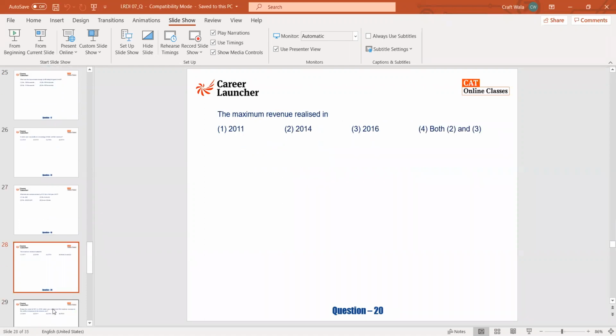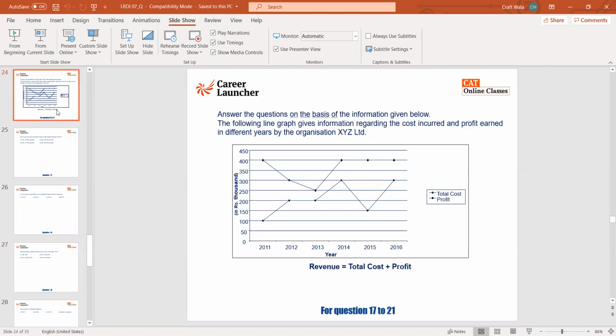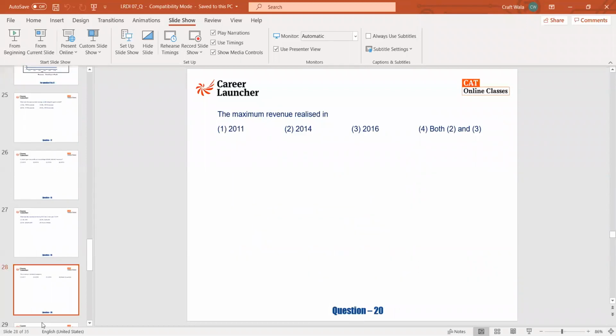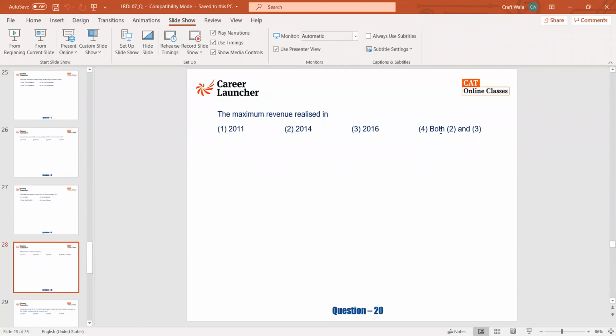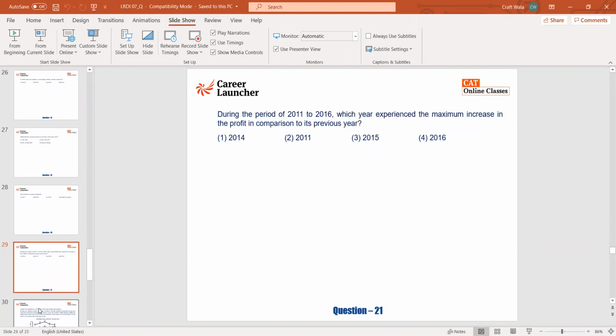Next one. The maximum revenue is realized in, so when was the maximum revenue? Maximum revenue again means your revenue is cost plus profit. So cost and profit both should be on the higher side. Cost is highest here, all these numbers. Profit is highest here, right? That means my answer should be either 14 or 16 based on which answer is there. Okay, 14, 16 both are there. So my answer becomes both 2 and 3. Correct.